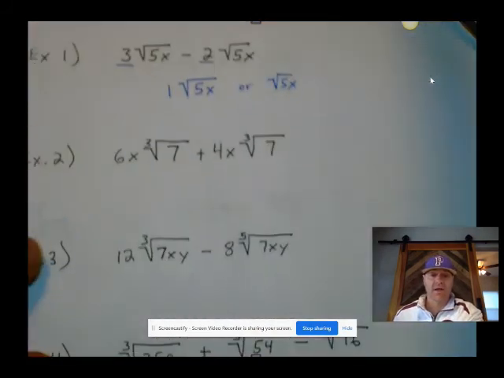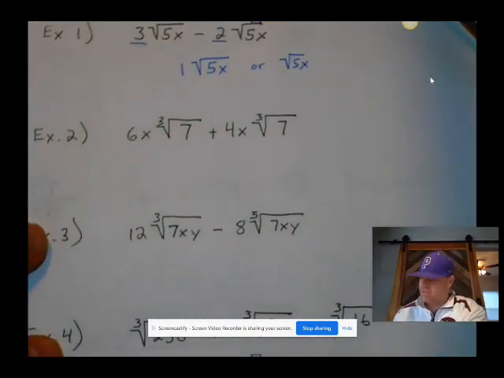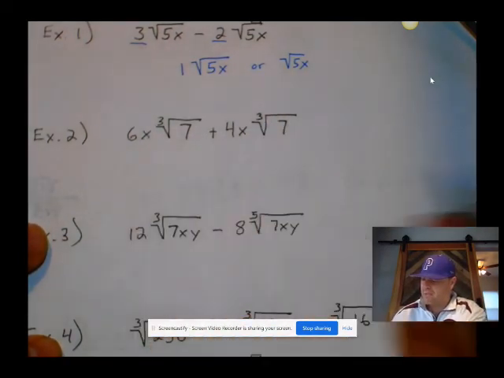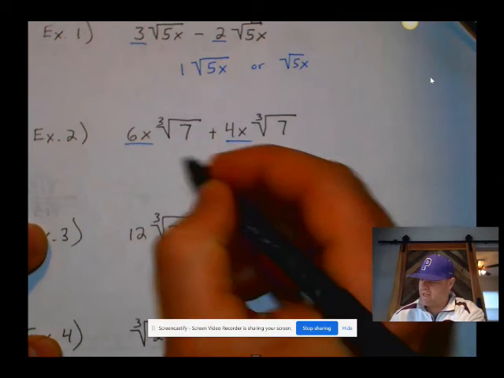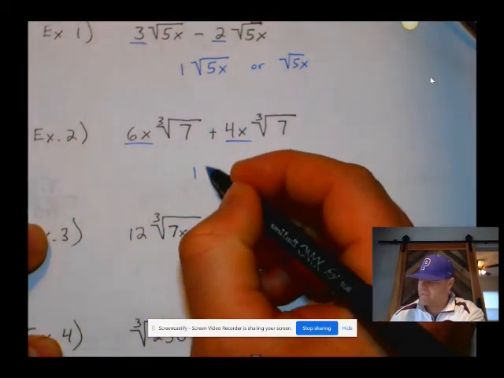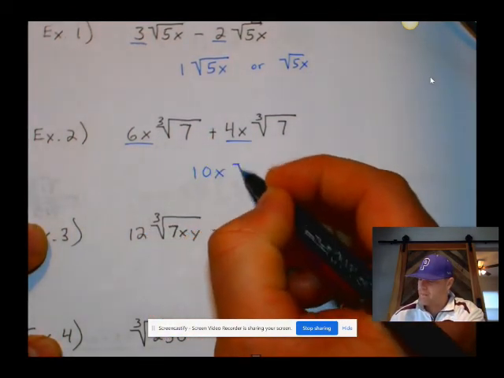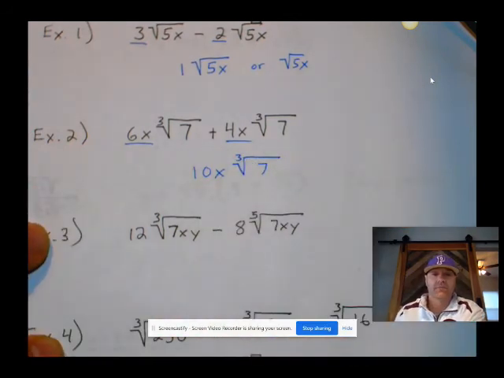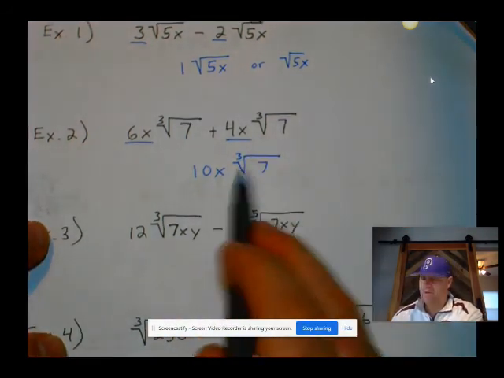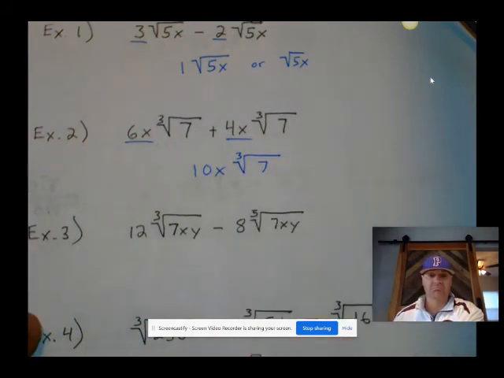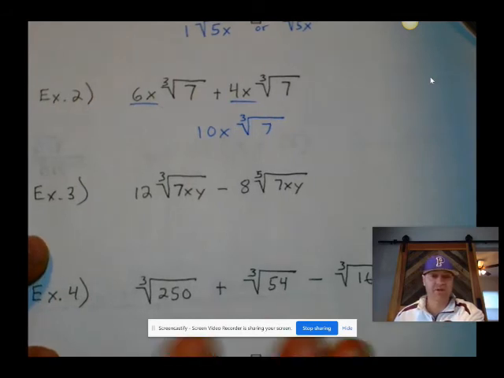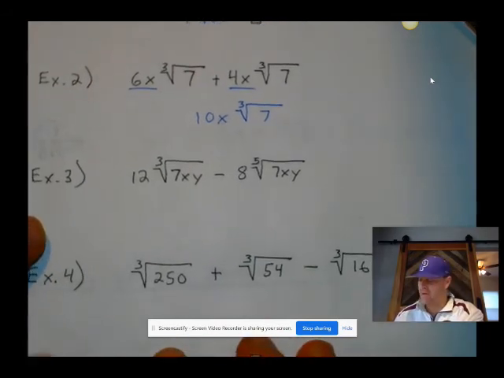Okay, going on to the next one. Same thing, we're looking for the same number underneath the radical, which is 7, the same index, which is 3, and if that's the case, then I can take the numbers on the outside and combine those together, and that's going to give me 10x, and everything else stays the same, which is the third root of 7. Pretty easy, I know. It's going to get harder, but not too much harder. I think you're going to get this, no problem at all.